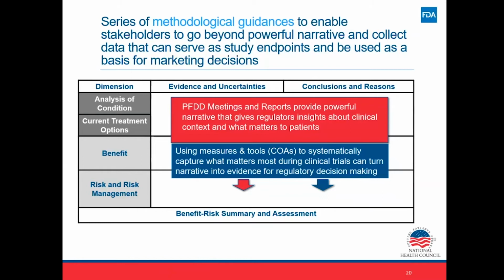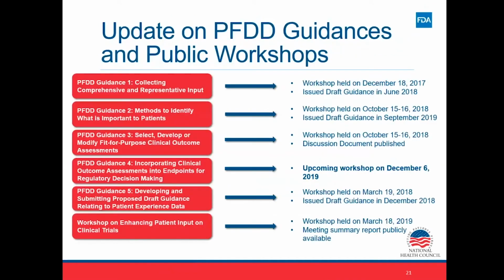And if you go to the next slide, you'll see here briefly an update on where we are with all of our different guidances and associated public workshops. It's been a busy few years, and a busy few upcoming years as well, as you will see. Most recently, I'll highlight PFDD Guidance 2, which is the methods to identify what is important to patients, the most recently issued draft guidance this past September. The public docket for that is still open, so if you're not familiar with that, please feel free to review and provide us with public comments.